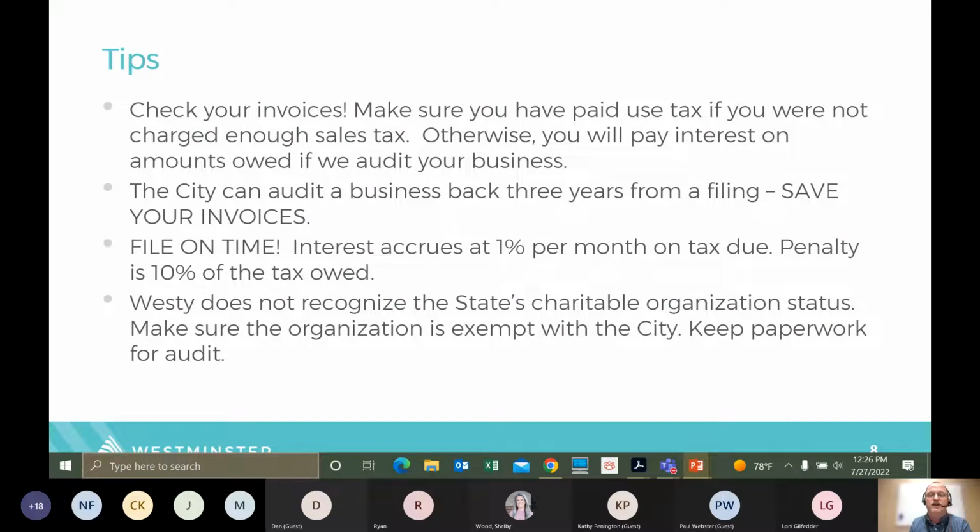In terms of charitable organizations, Westy does not, like I said before, recognize the state's exemption for charitable organizations. Government is easy. If it's an actual government organization, we will automatically tax exempt them, but not all organizations. Just because it's a church doesn't mean we've granted them tax exempt status. So it's best to check with us or get a letter from the organization that came from the city.